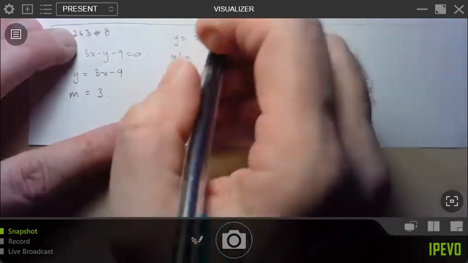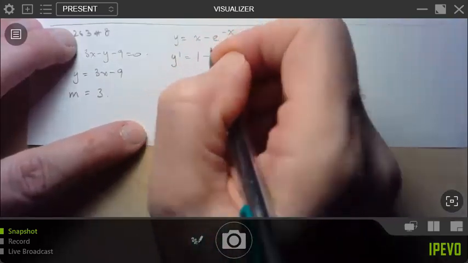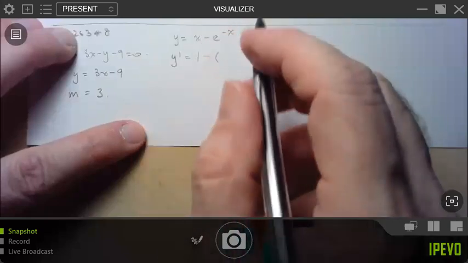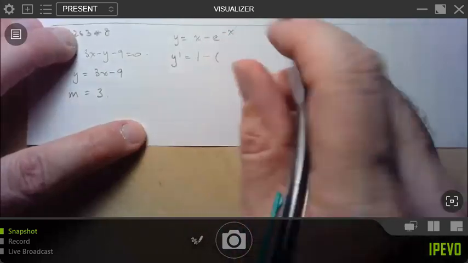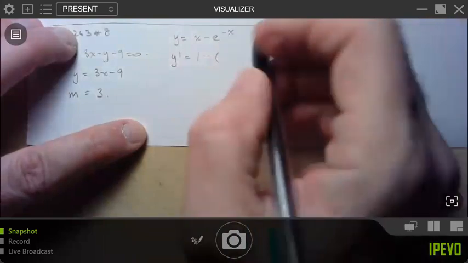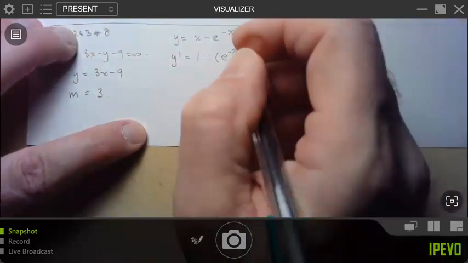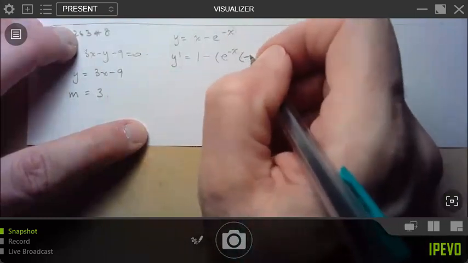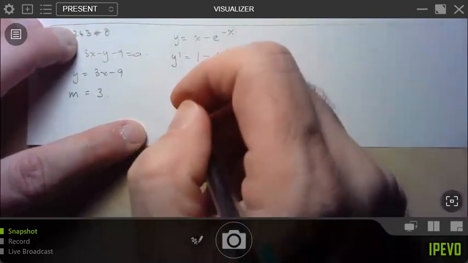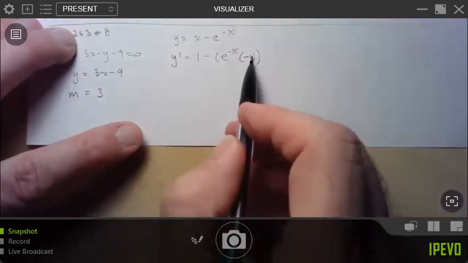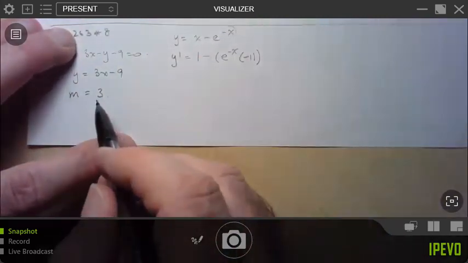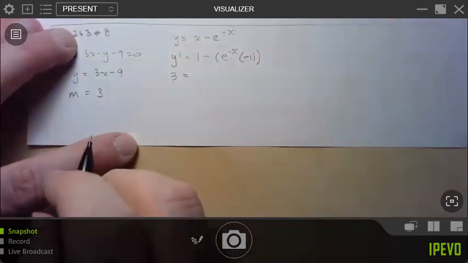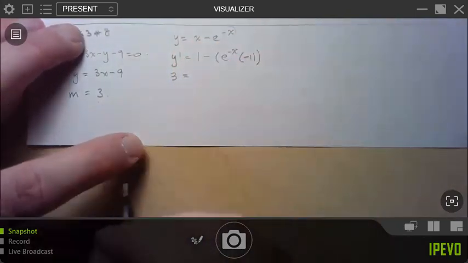Okay, so here, what do we have? Derivative of x is just 1 minus, here, again, I'm going to have to use the chain rule because I don't have e to the x. I have e to the something more complicated. So derivative of e to the u is e to the u, times the derivative of negative x, which is just negative 1. Okay, so here's my derivative, but I'm interested in determining when the derivative is equal to 3. So that's why I'm going to replace that left-hand side by 3, because that's what I'm trying to find.